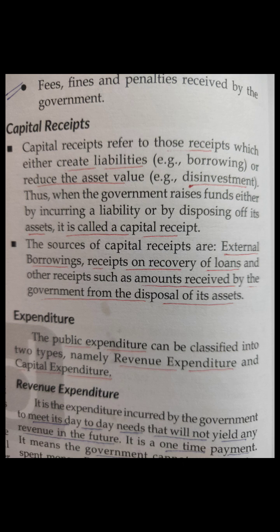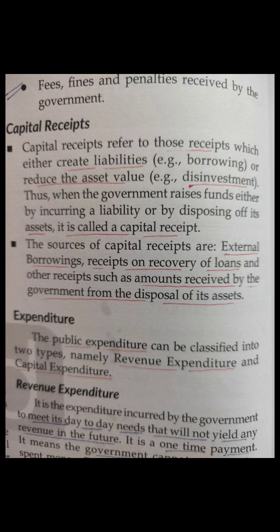Main features of revenue expenditure. Ongoing expenses. The money spent on things that are needed for the day-to-day functioning of the government. No future return. The money spent cannot be recovered or turned into profit. One-time payment. The government spends the money and it's gone, like paying for salaries or buying equipment.